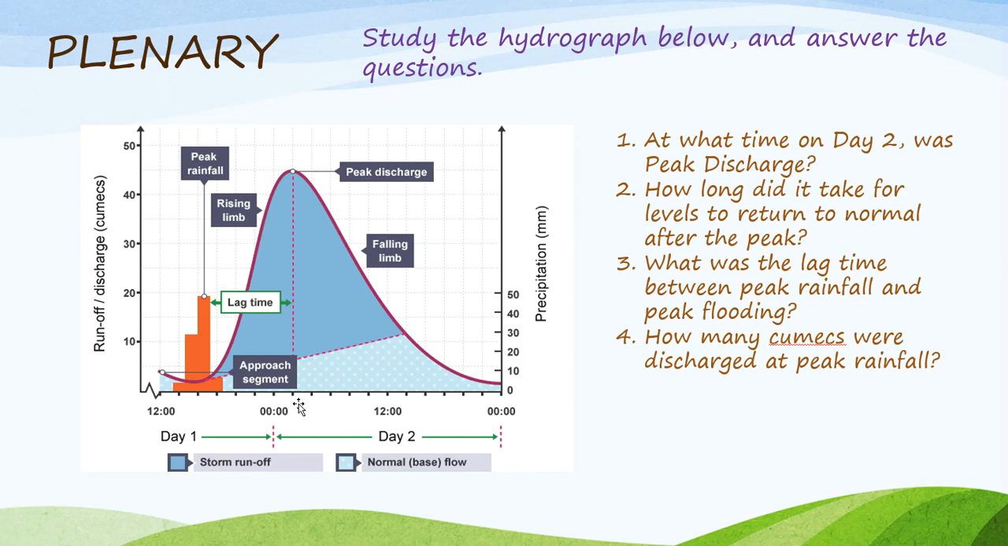And 4, how many cumecs were discharged at peak rainfall? Well, peak rainfall's over here, and the amount of cumecs is roughly 19, about 19 cumecs, just under 20 of runoff or discharge, that means water, was discharged at that time.